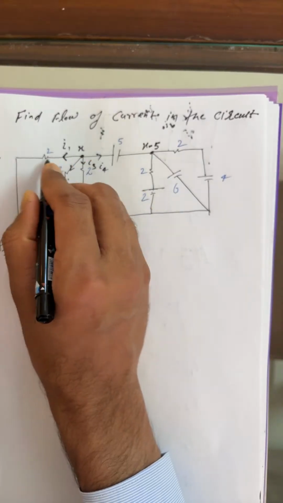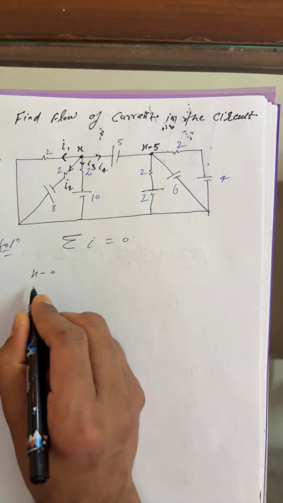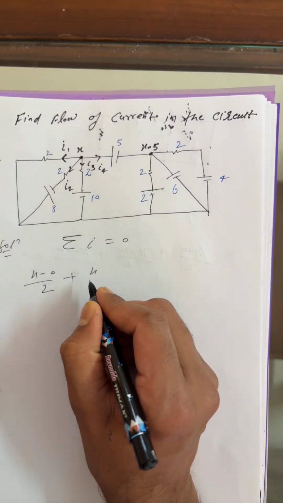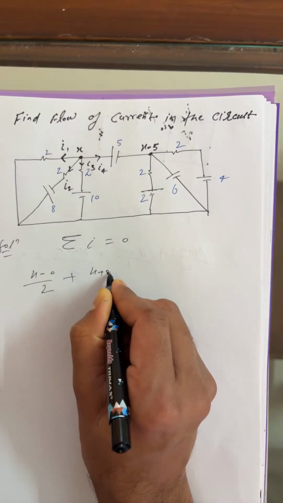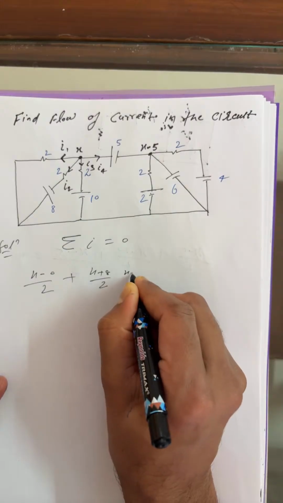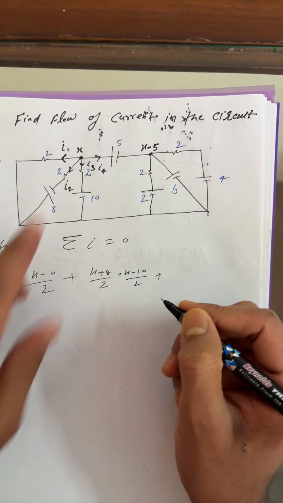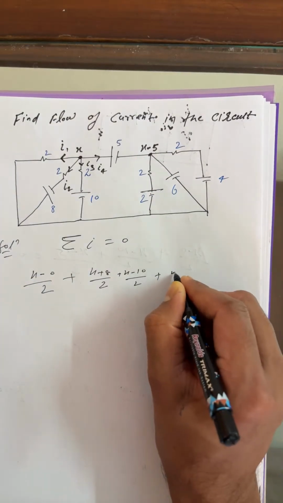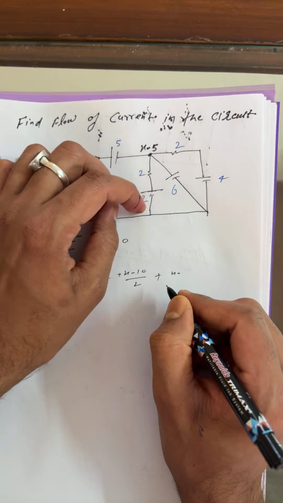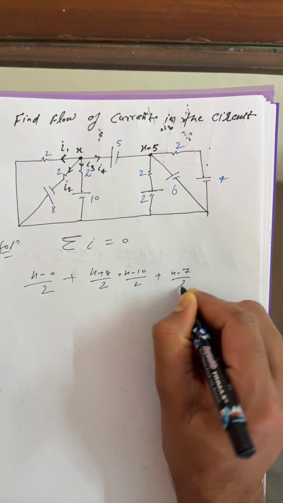So first I'll write from here. This is (x minus 0) by 2, plus (x plus 8) by 2. Here it's (x minus 10) by 2. That's about x minus 5, coming from here. So x minus 5 here, plus to minus, so x minus 7. (x minus 7) by 2.